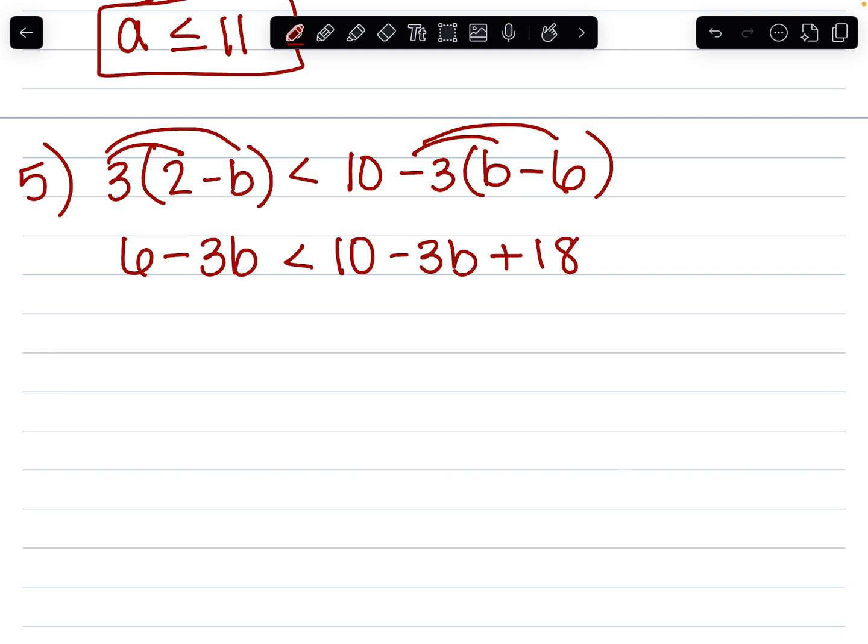You're not wrong. Always look for like terms that are on the same side, okay? Again, it's not wrong to do that, but we're always going to do like terms first. So we get 6 minus 3b is less than 28 minus 3b.